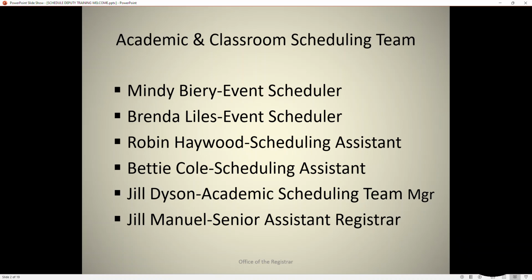Jill Dyson is the academic scheduling team manager. She is the head over all the four individuals listed above. She would be your next direct contact. And then myself is listed at the bottom, and all of them are underneath the supervision of myself.